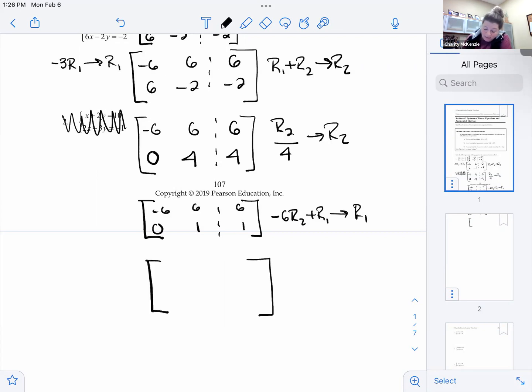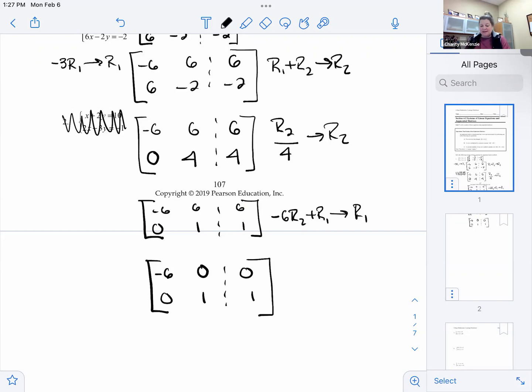And what would it look like? Well, it would look like -6 times 0 plus -6 is still -6. Next, -6 times 1 is -6. -6 plus 6 is 0. So this one's now 0. And this one's the same. -6 times 1 is -6, plus 6 is going to give me a 0. And then we keep the 0, 1, 1 because that row's done.